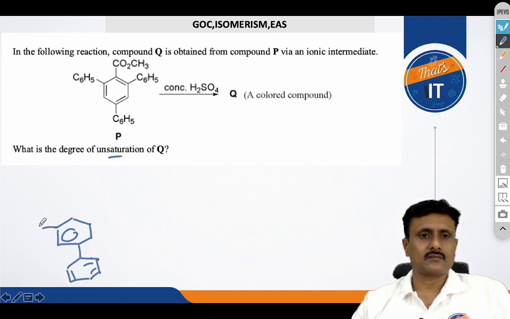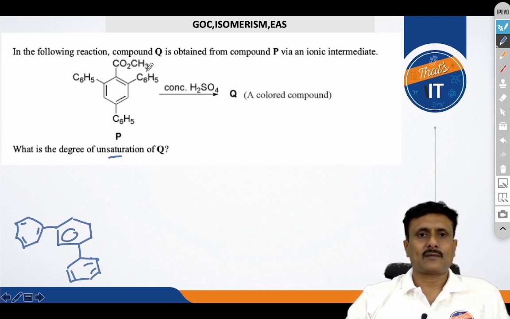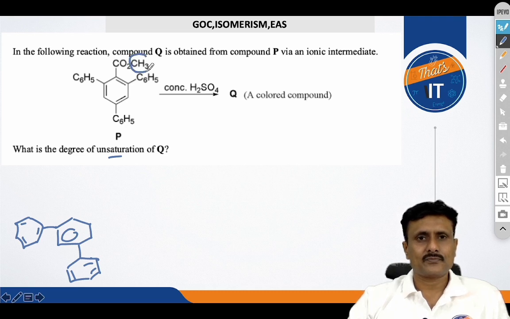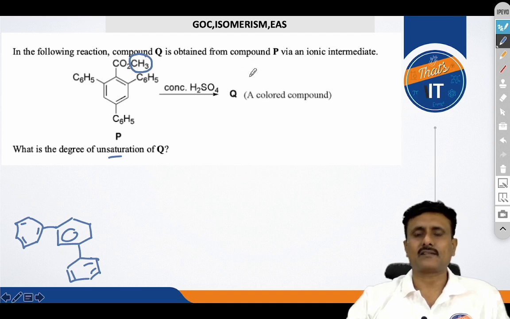And there is a C6H5 here as well. I am writing the whole group so that we can count the degree of unsaturation. What's happening here when you are hydrolyzing this: you can see this is an ester group. This is an ester compound which is hydrolyzed. You know, ester upon hydrolysis gives rise to what?